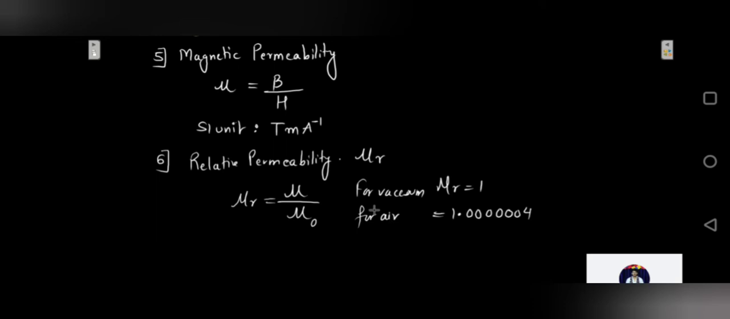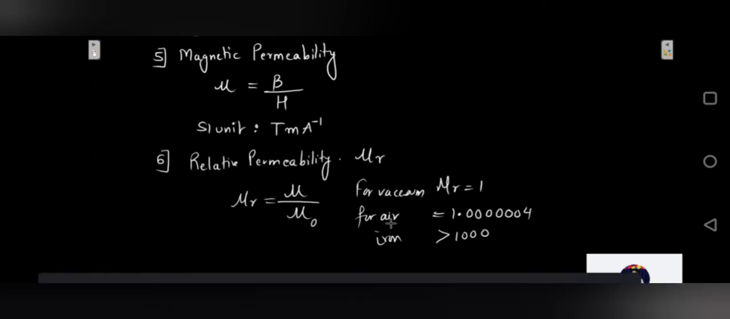And for iron, it goes beyond 1000. Permeability of iron goes beyond 1000. So that is relative permeability. That is the ratio of permeability of any medium you consider with respect to the permeability of the free space. Take the ratio, you get relative permeability. One permeability relative to the other.